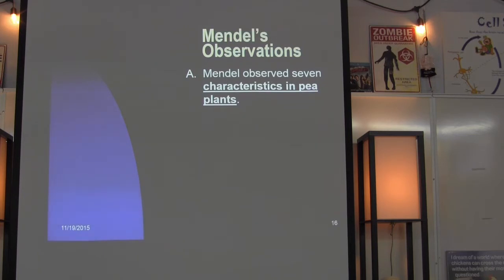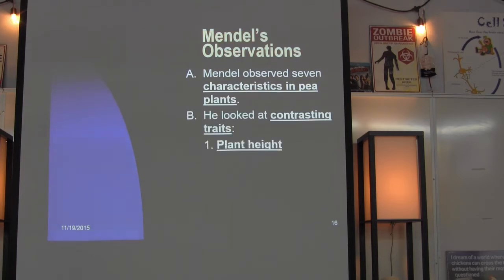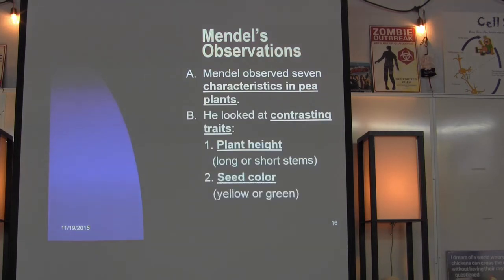So Mendel observed 7 characteristics in pea plants. Basically, he looked at what are called contrasting traits. Out of the 7, I just picked 3 that are obvious. For example, I'm going to keep focusing on height because that's something you can readily observe. Plant height: the stems are either going to be short or long, so that's one trait. The next trait is seed color. The seed would either be yellow or green, so that's a contrasting trait.